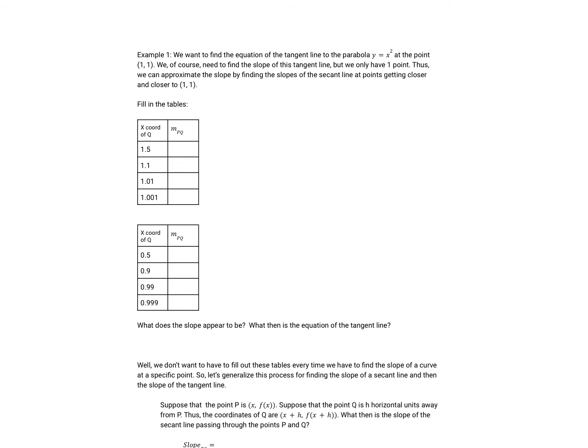So we want to find the equation of the tangent line to the parabola y equals x squared at the point (1, 1). Okay, so we know if I were to just graph y equals x squared, we want to find the slope, and let's just call this (1, 1). We want to find the slope of the tangent line, again at (1, 1).